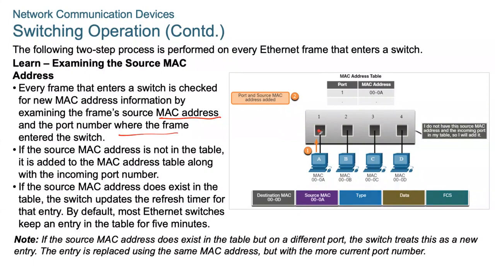If the source MAC address is not in this MAC address table, then it is added to the table along with its incoming port. If the source MAC address already exists in the table, then the switch updates the refresh timer for that entry, meaning at what time the same entry was last seen. By default, most switches keep an entry in the table for 5 minutes.